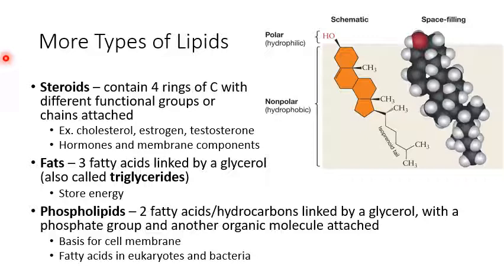In eukaryotes and bacteria, the phospholipids that we have in our cell membranes are all containing fatty acids and not hydrocarbons. But there are some organisms that have hydrocarbons in their membrane phospholipids.